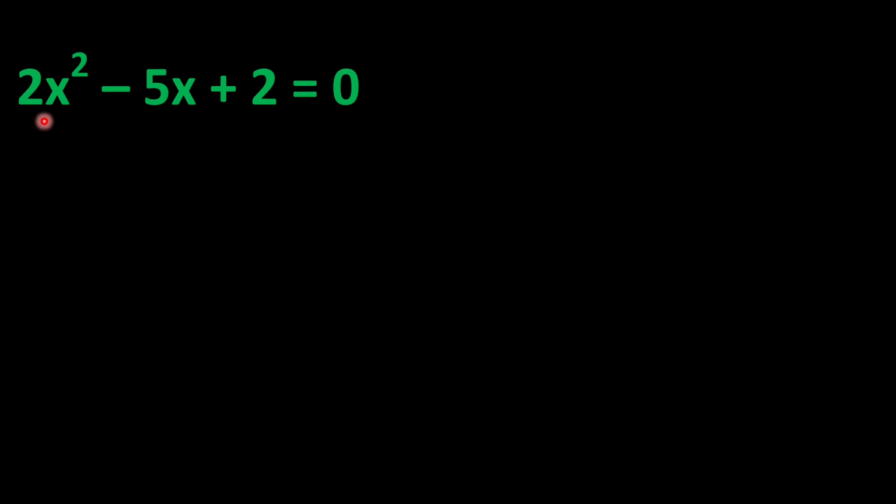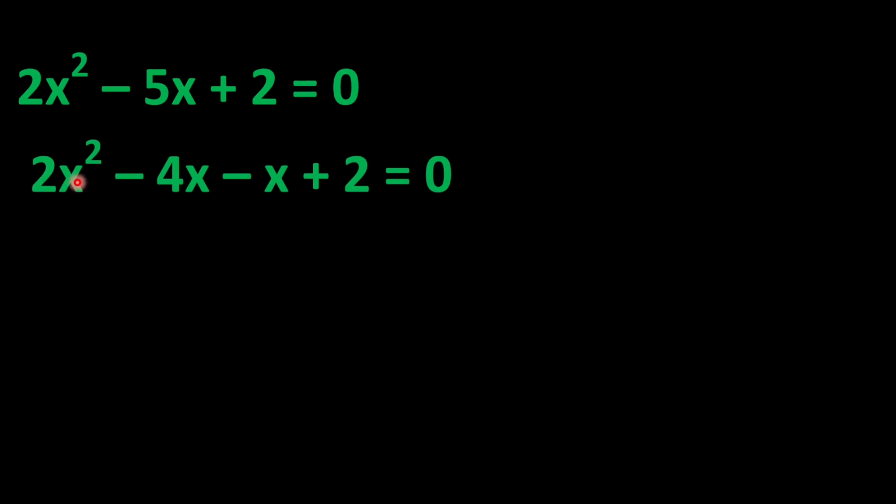So let's factorize this equation as 2x squared minus 4x minus x plus 2 equal to 0. Now look at this value, minus 4x and minus x when added, it will give minus 5x back, and if we multiply, it will give 4x squared, and this is also equal to 4x squared. So it means that both our conditions are satisfied, and our splitting or factorization is true.